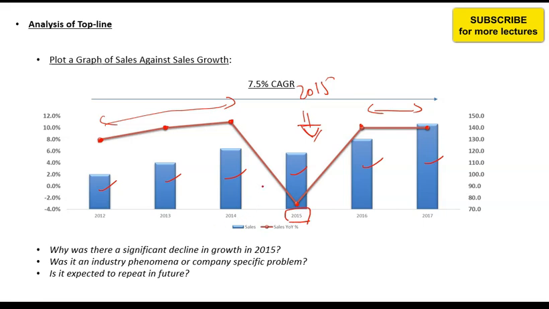Sorry, this is a year over year growth, 1 year growth. So this is 1 year, this is 1 year, this is 1 year. So this is growth in 2012, this is growth in 2013, growth in 2014. So it is growth for only 1 year, change in sales in one single year. So this will tell us that 2015 mein there was a dip. That means 2015 mein there was a problem. So then you need to find out that what actually led to this decline or led to this problem.